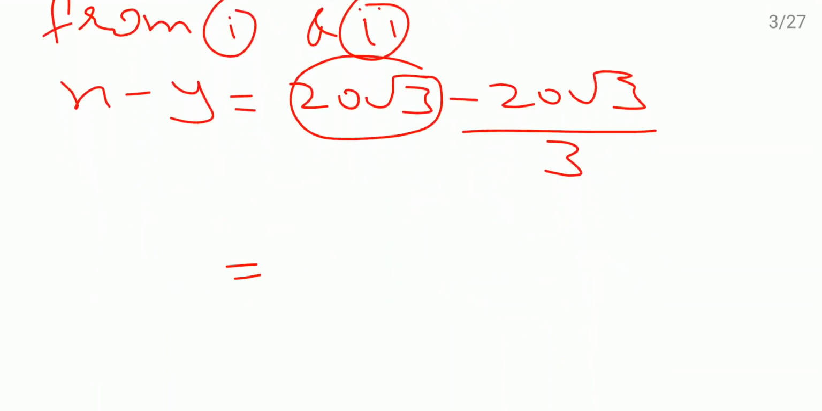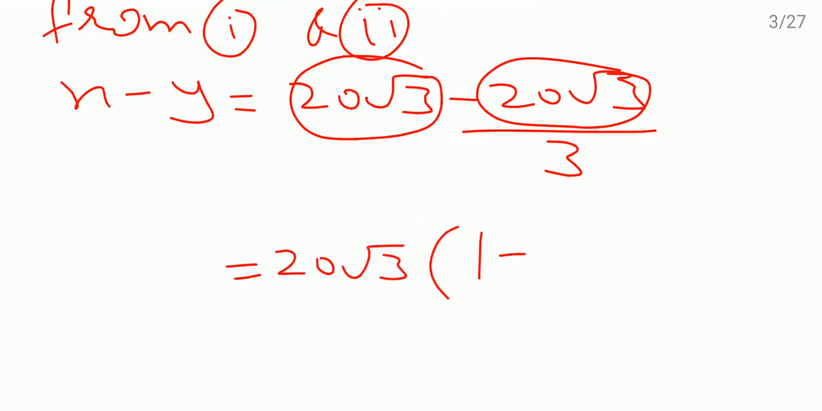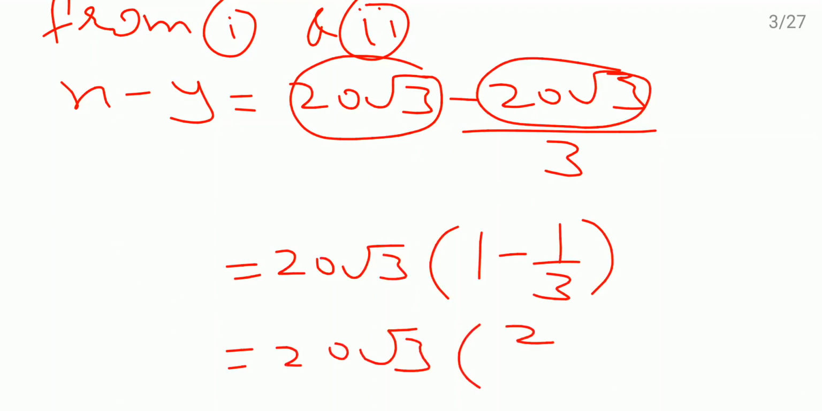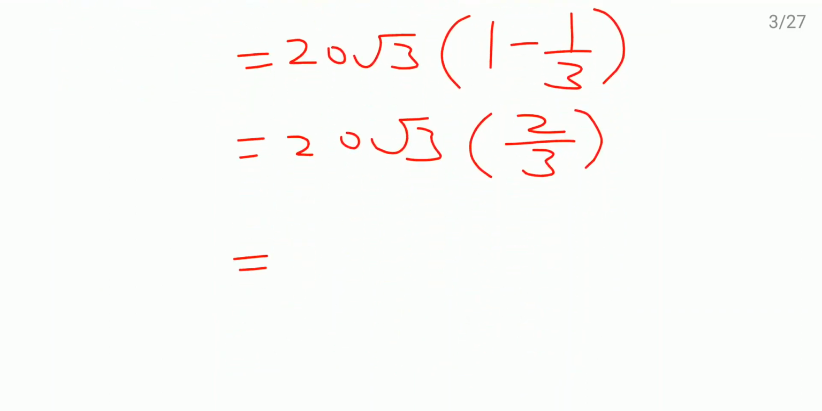Here 20 root 3, here also 20 root 3. So we'll take 20 root 3 common in the bracket 1 minus 1 by 3, which is equal to 20 root 3. Do the LCM. It will come as 2 by 3. Let us multiply it now. 20 into 2 is what? 40. 40 root 3 by 3.